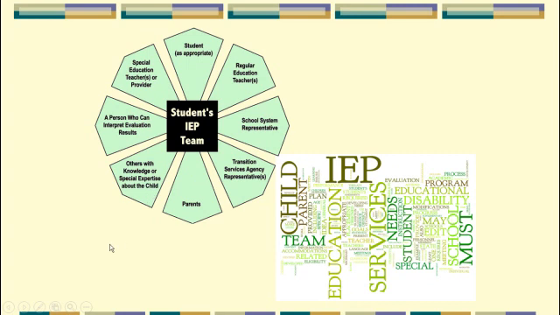We are others with knowledge or special expertise about the child, and that's where therapy services, physical therapy, occupational therapy, speech therapy would come in. This is just a little wordgram, and it shows you when you're talking about IEP things, you know, child, parent, team, education, services, special student, educational disability.